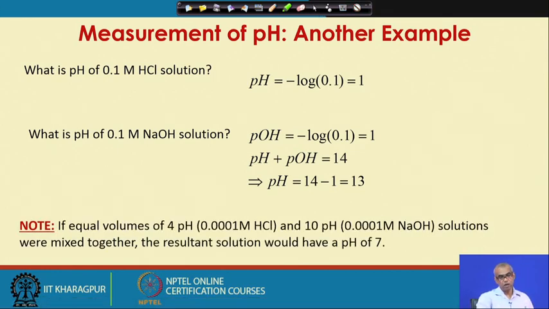Note, if equal volumes of pH 4 solution, that means 0.0001 molar HCl, and pH 10 solution, that is 0.0001 molar NaOH, were mixed together, the resultant solution would have a pH of 7, because they will neutralize perfectly.